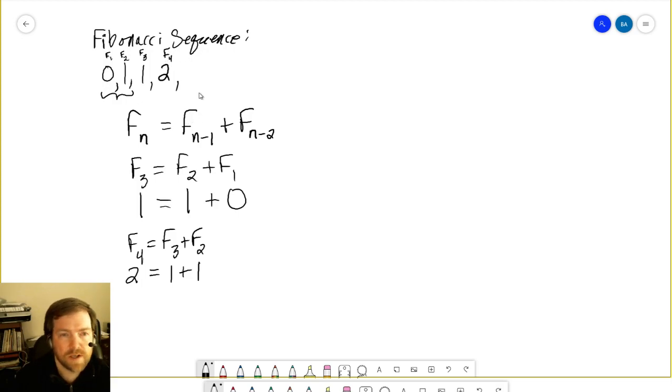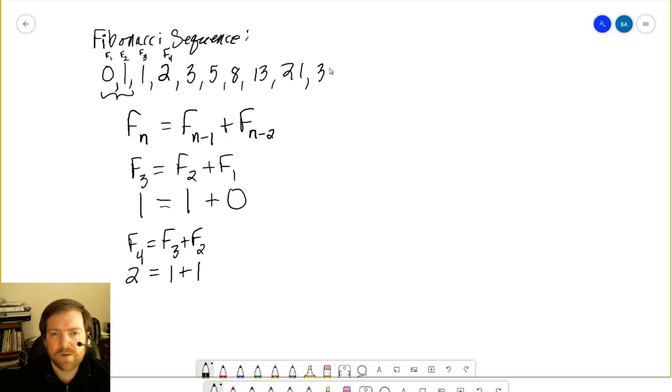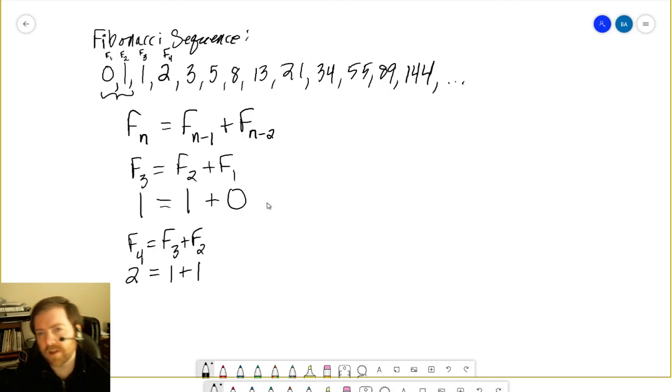Alright, now we can keep doing this. So 1, 1, 2, add the previous two terms. 1 plus 2 is 3, 2 plus 3 is 5, 3 plus 5 is 8, 5 plus 8 is 13, 8 plus 13 is 21, 13 plus 21 is 34, 55, 89, and 144 are going to be the first... How many is that? 1, 2, 3, 4, 5, 6, 7, 8, 9, 10, 11, 12, 13. So the first 13 numbers in the Fibonacci sequence.